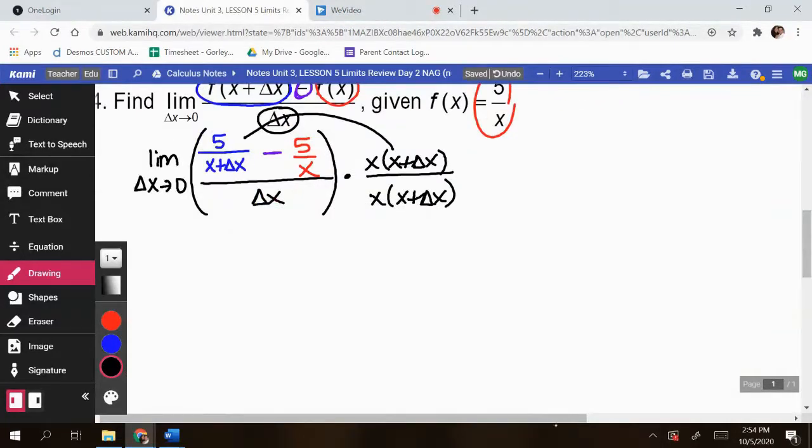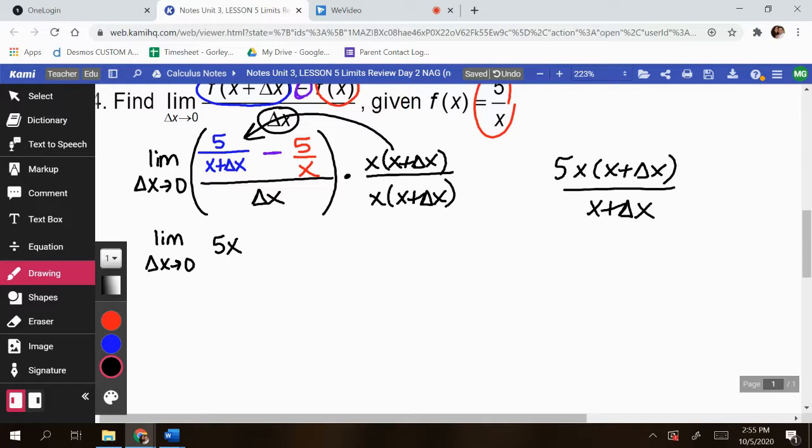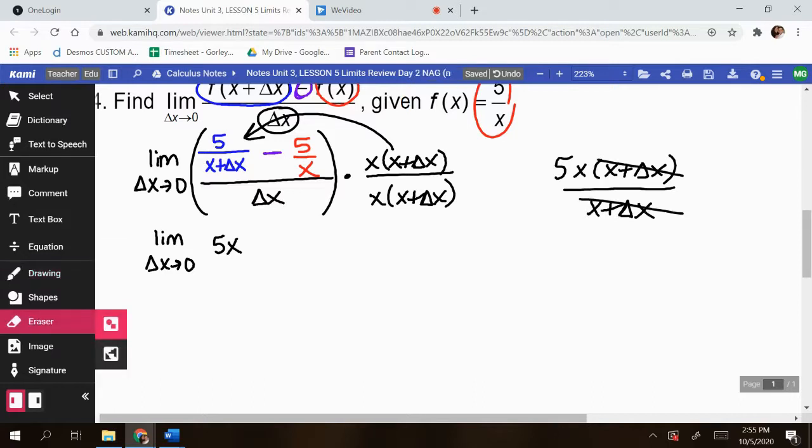If I multiply this through to the first term, what would cancel? The x plus delta x's would cancel, so it would just leave me with 5x. Okay, if you can't imagine that in your head, it would look like this. Okay, and then you could cancel top and bottom to get 5x. I normally don't write that step out.